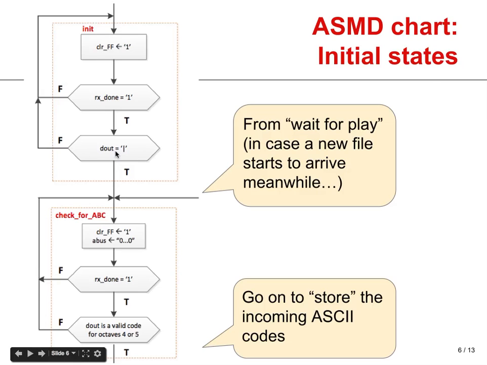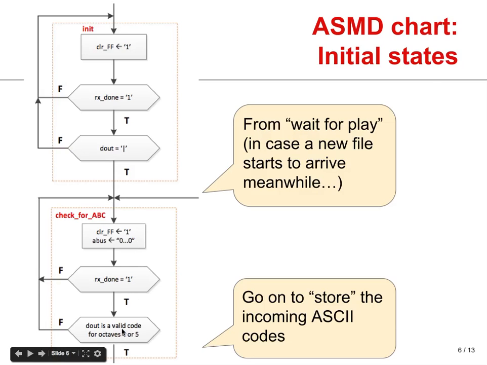Now, when the vertical bar has been received, we will move into the check for ABC state, where we look for valid ABC codes. So whenever the UART receiver informs the control path that a new code has arrived, we will check if that is a valid code, and if it is not, then we will simply continue in the check for ABC state until the first code arrives. Now notice that we have initialized the address bus at this check for ABC state. So the address bus is now pointing to the first available position in the memory buffer.